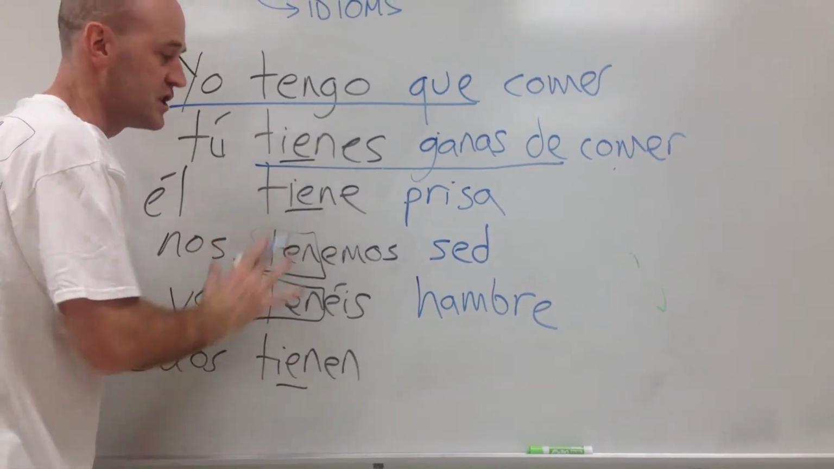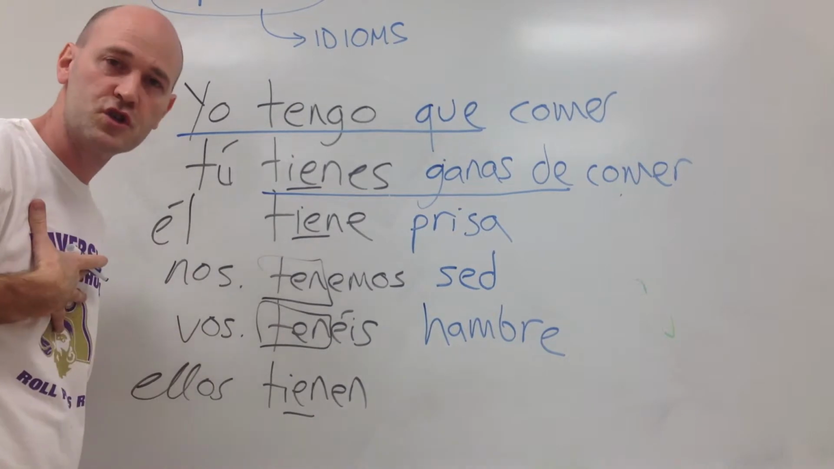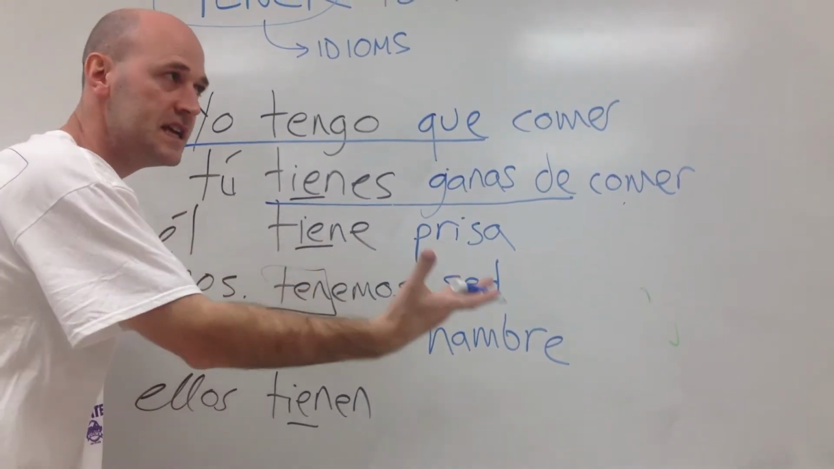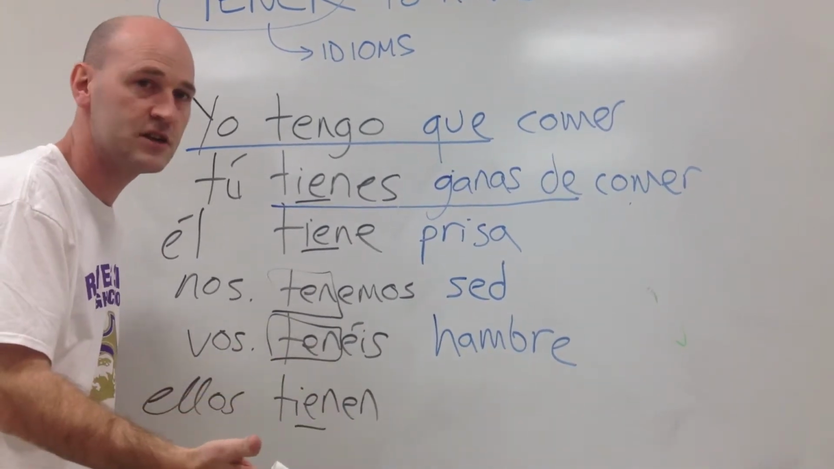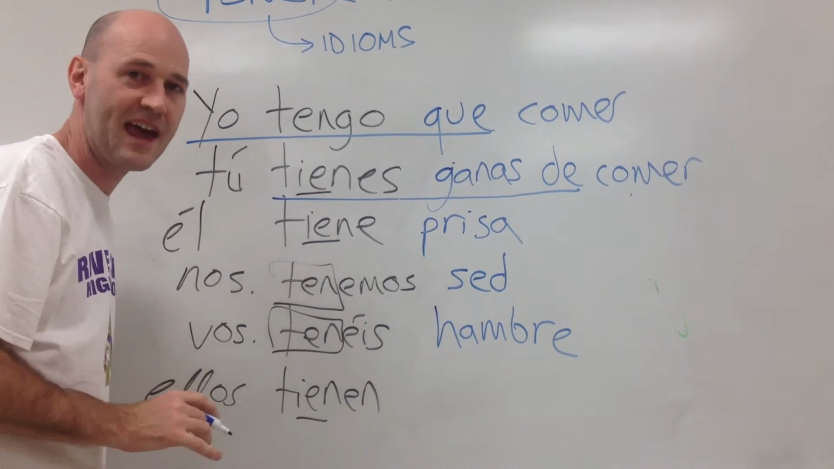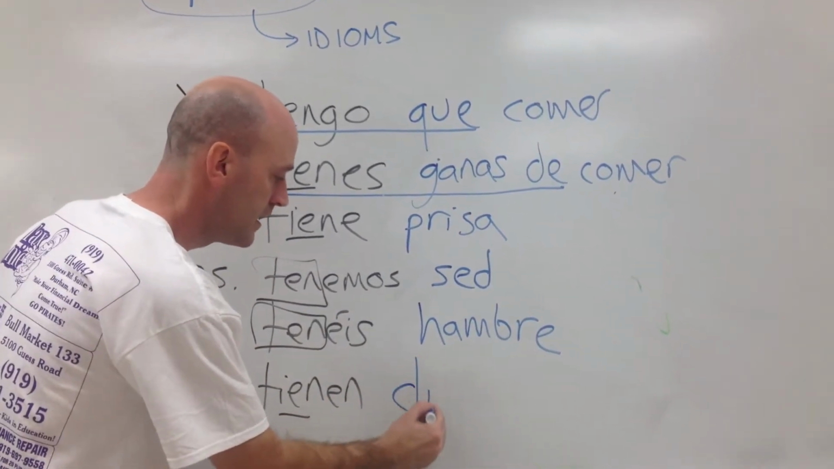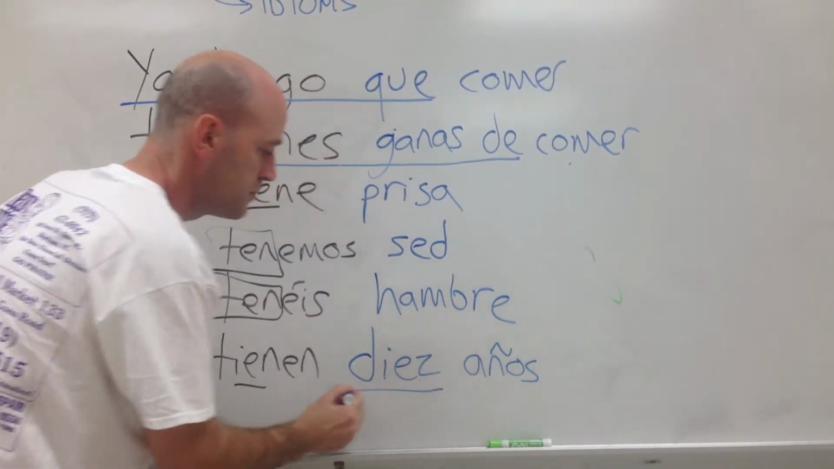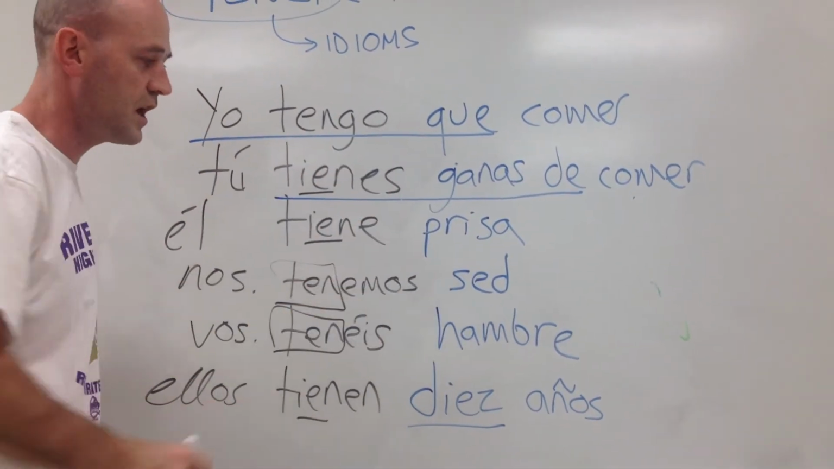The person changes. Finally, one you've probably learned already is to say how old you are. In Spanish, they use the verb tener, to have years. So let's say they are 10 years old. Those boys there, they are 10 years old. Ellos tienen 10 años. Just put the number and years for whoever you're talking about.